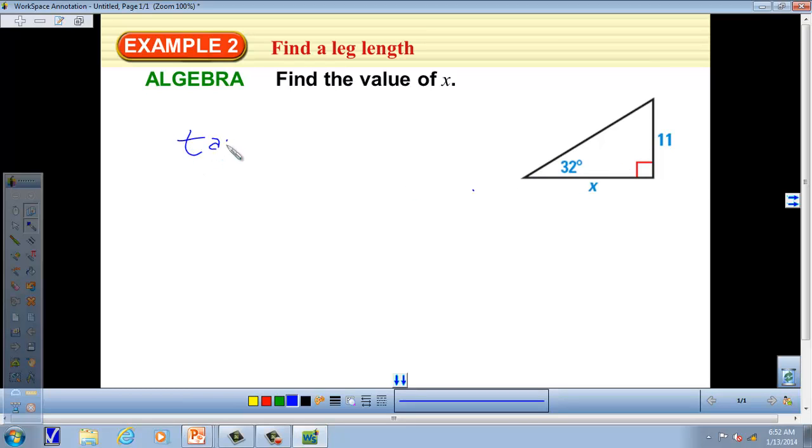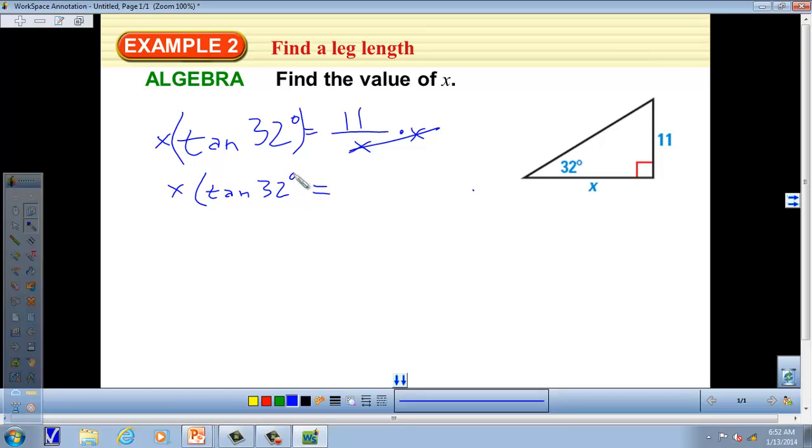So in this case, we would say tangent of 32 degrees, and then the opposite side is 11, so we would say 11. The adjacent side is x, so it's 11 over x, opposite over adjacent. To solve this, we get x by itself, first by multiplying both sides by x, and doing that, those cancel. Here we get x times tangent 32 degrees, and that's equal to 11. We divide both sides by tangent 32 degrees.